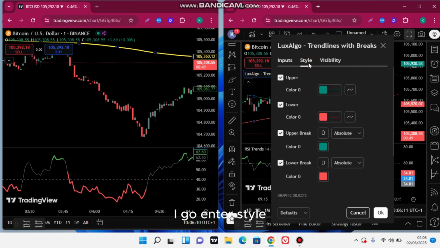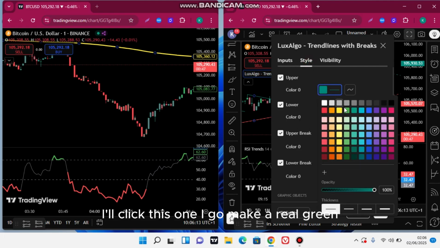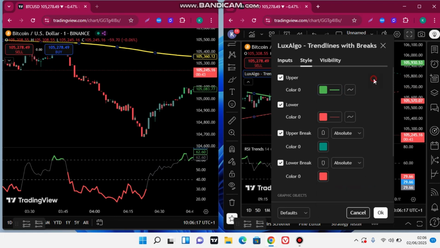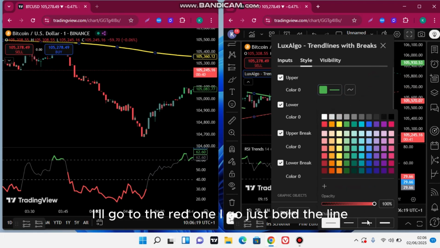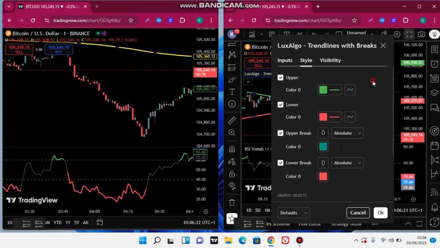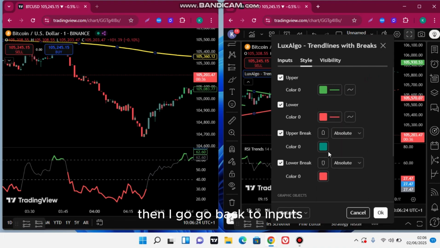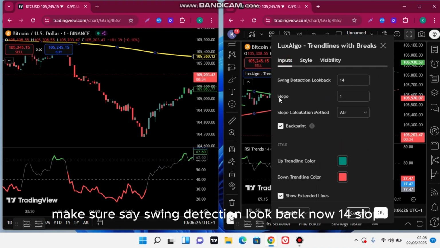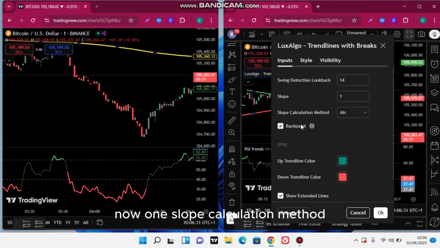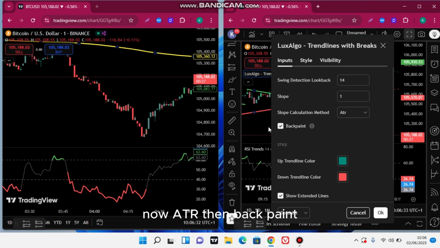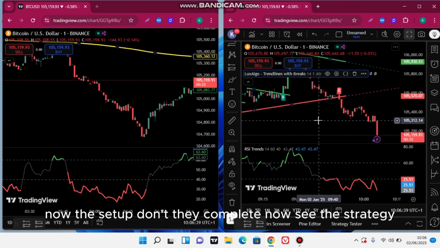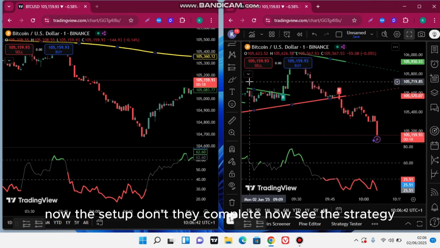I enter style and click this one. I make it real green, then bold the line. I go to the red one and just bold the line. Then I go back to input. Make sure swing detection lookback is 14, slope is 1, slope calculation method is ATR, and backpaint must be marked. Then I click OK. Now the setup is complete.